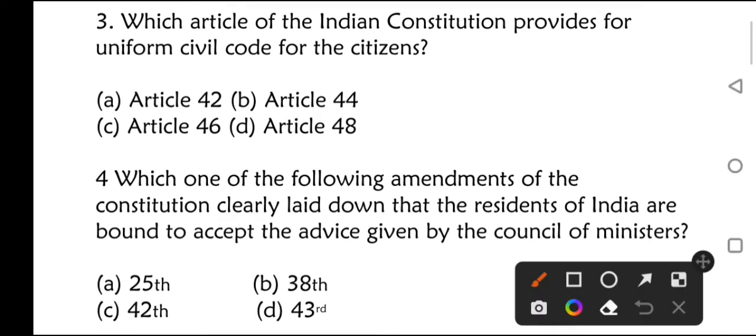Now, question number three. Which article of the Indian Constitution provides for uniform civil code for the citizens? Again, this is an important question. Many times this question is asked in many exams. Uniform civil code is in article 44. You have to remember this. This is the most important article.